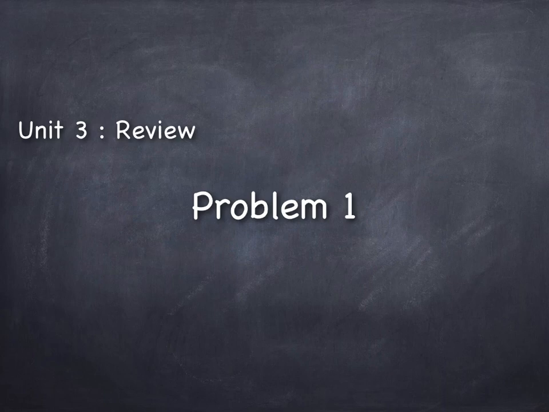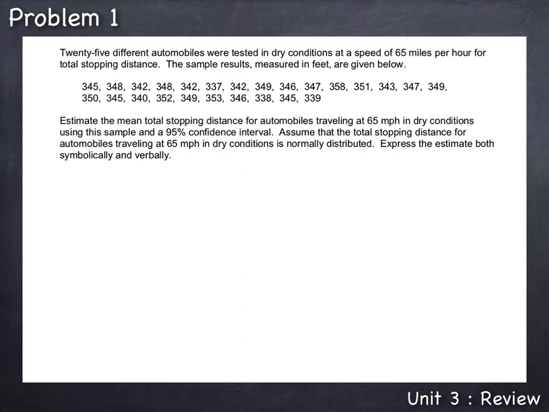Unit 3 Review, Problem 1. 25 different automobiles were tested in dry conditions at a speed of 65 miles per hour for total stopping distance. The sample results, measured in feet, are given below. Estimate the mean total stopping distance for automobiles traveling at 65 miles per hour in dry conditions using this sample and a 95% confidence interval. Assume that the total stopping distance for automobiles traveling at 65 miles per hour in dry conditions is normally distributed. Express the estimate both symbolically and verbally.